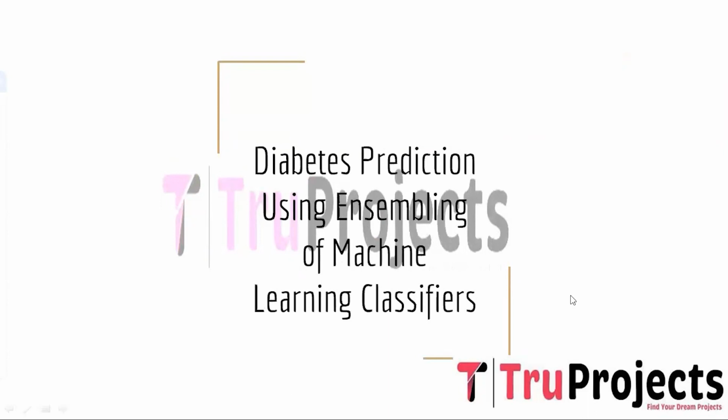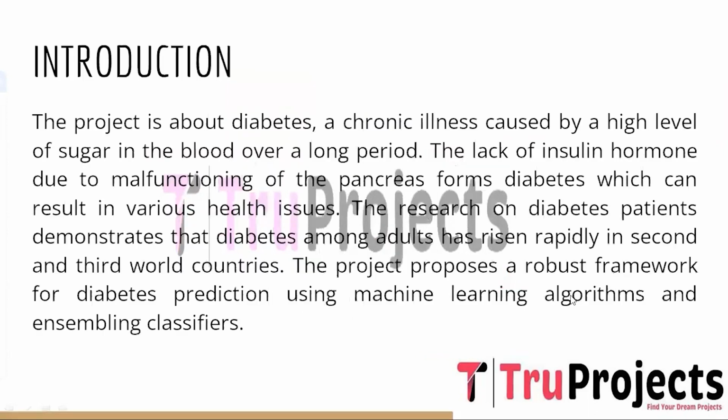Of Machine Learning Classifiers. The project revolves around diabetes, a chronic condition characterized by high blood sugar levels over an extended period. Diabetes occurs when the pancreas fails to produce enough insulin or the body cannot effectively use the insulin produced. This can lead to various health complications.